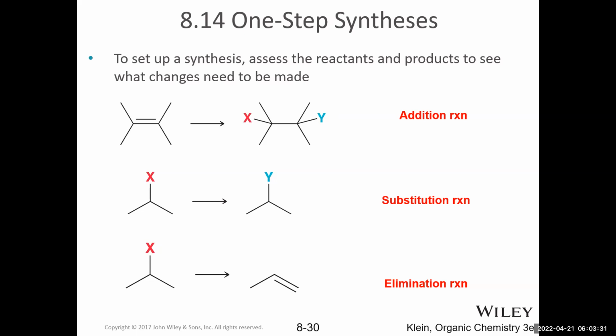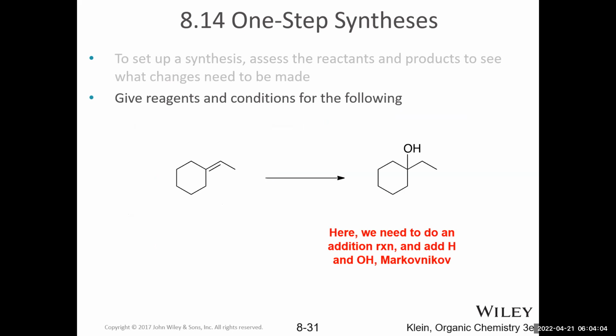So to set up a synthesis, ask yourself, can I do this in one step or more than one step? Reactions that can be done in one step, for example, are addition reactions, where we're starting from an alkene and adding different groups across the double bond. Substitution reactions and also elimination reactions. Those are all reactions that we've learned so far. So if it's a simple elimination or substitution or addition reaction, those are just one-step processes that you've been learning about. Let's look at this example.